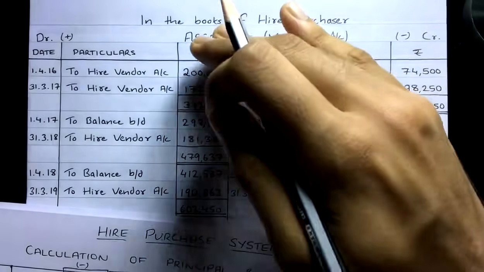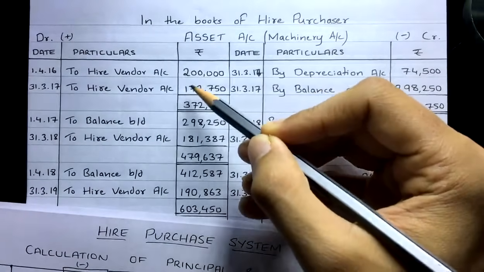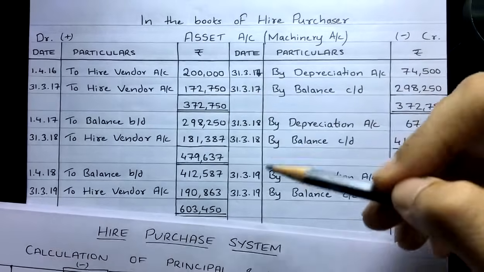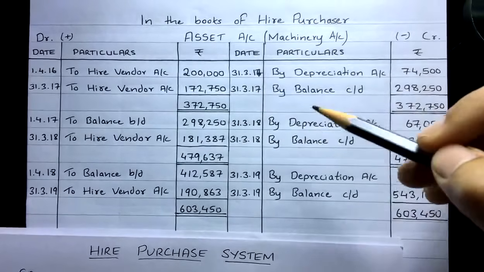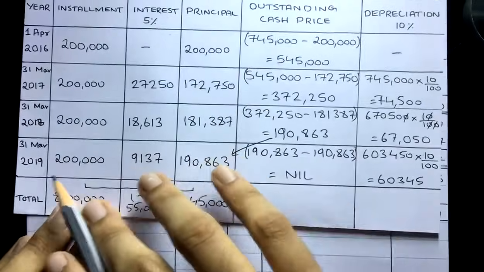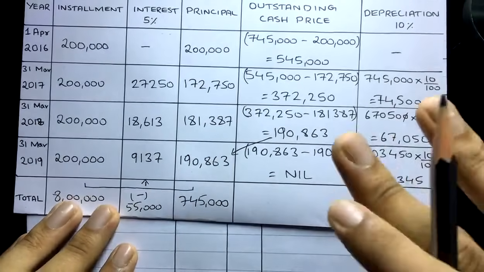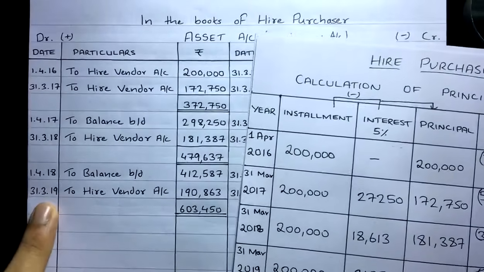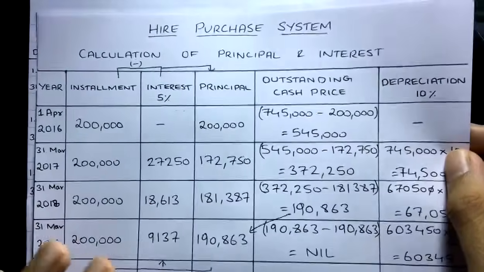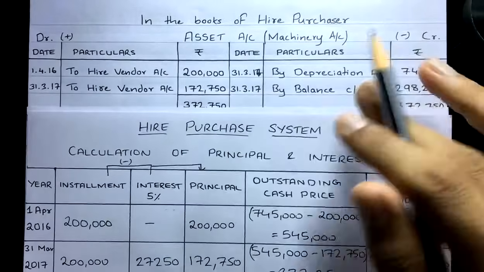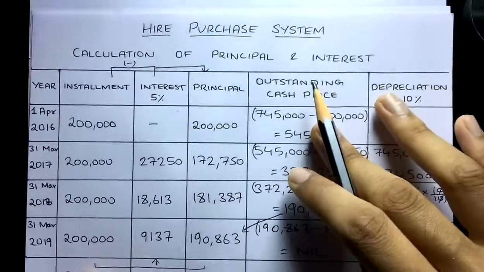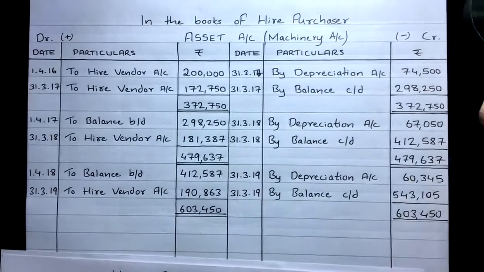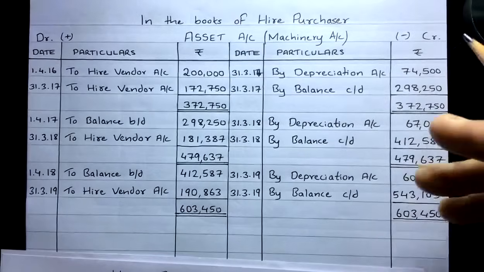Simple, right? Asset is increasing because of the payment made to the hire vendor. So the hire vendor is coming over here, and you have to carry forward the balances. And after the completion of the last installment, you don't have to prepare anymore. See, 2019 is the last year over here. That is why I stopped at 2019, because all the payments of the hire vendor have been completed. So this is how you have to prepare the asset account. Simple, right? Alright, now we have to prepare the hire vendor account.